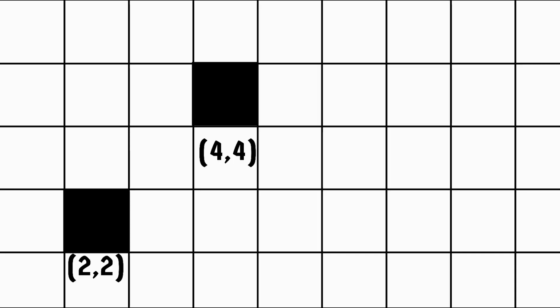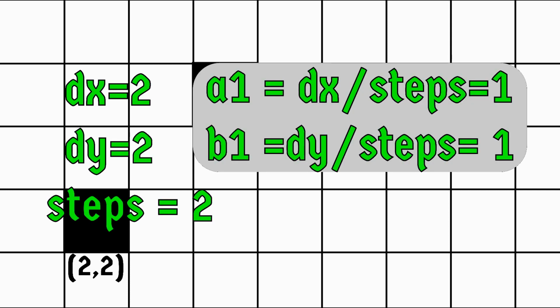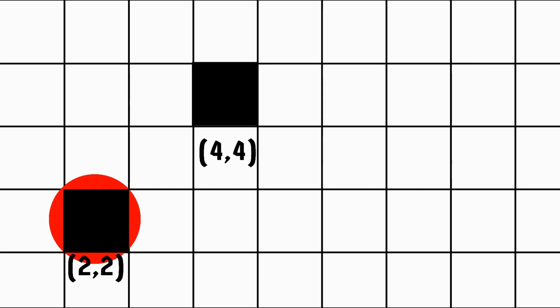Let's solve this example. Our x1 and y1 is 2, 2 and our x2 and y2 is 4, 4. So our dx and dy would be 2 and 2. Our steps would also be 2, so a1 would be dx divided by steps, which is 1, and b1 would be dy divided by steps, which is also 1. Now let's use x and y as our cursor for putting pixels. The initial value of x and y will be that of x1 and y1. Let's put pixel at x and y.